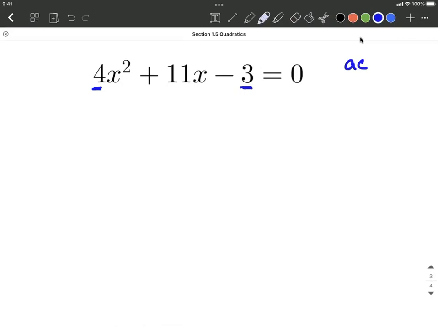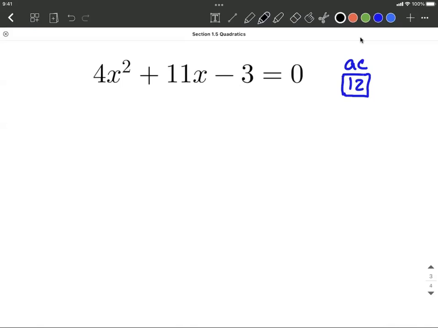I'm going to go ahead and multiply 4 and 3 together to get my number that I'm going to list off to the side. And I do realize it's a -3, but I'm going to ignore that for right now as I list my number off to the side. Next, I'm going to list all the different ways we can factor 12.